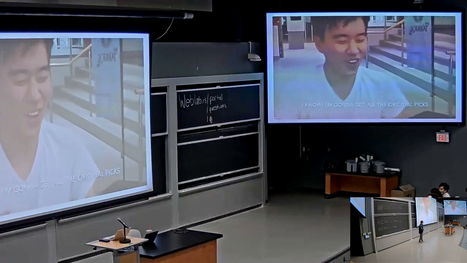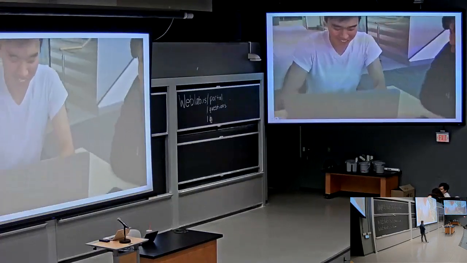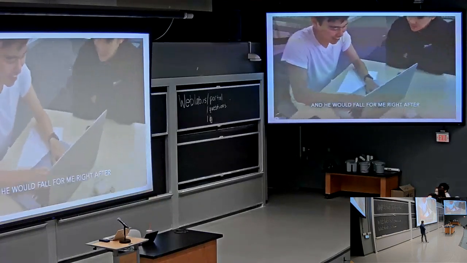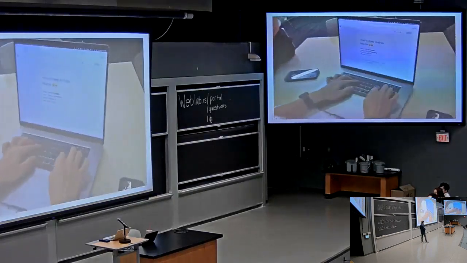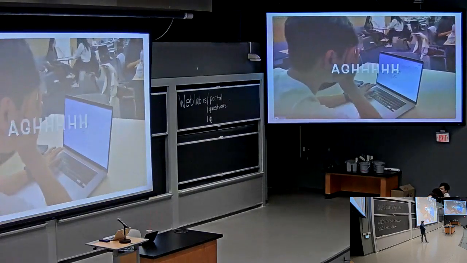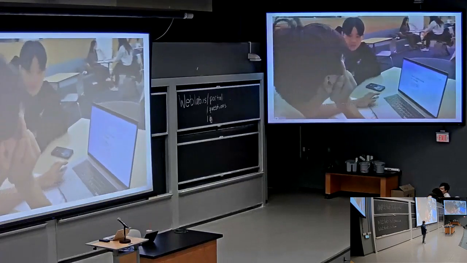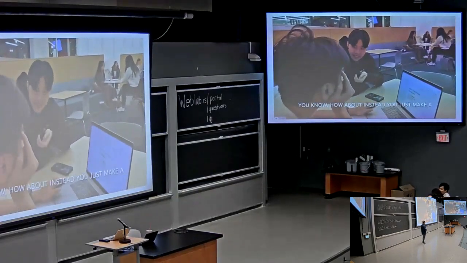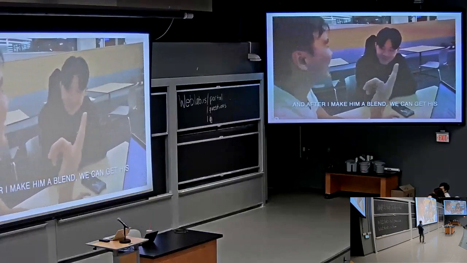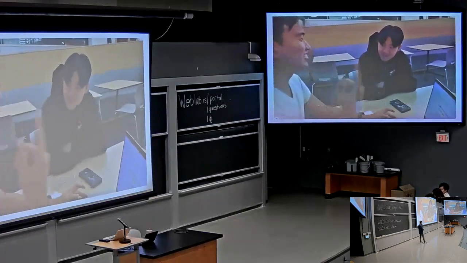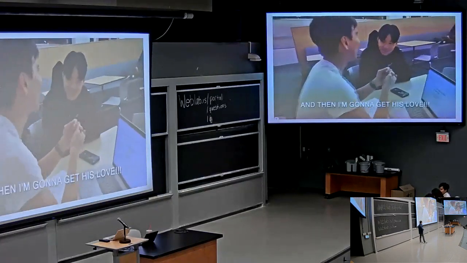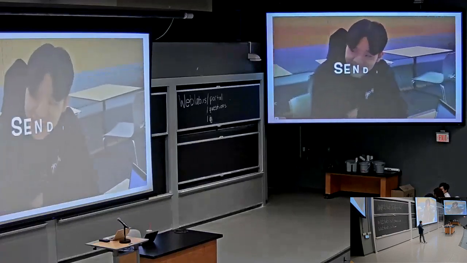I know. I'm gonna get all the original picks of songs that he's gonna like. Songs that Andrew would like and he would fall for me right after. Number... It's actually really hard. You know, how about instead you just make a blend? That's so smart. And after I make him a blend, we can get his attention. And then after we get his attention, he's going to want to be my web app partner. And then I'm going to get his love. There you go. Send it.